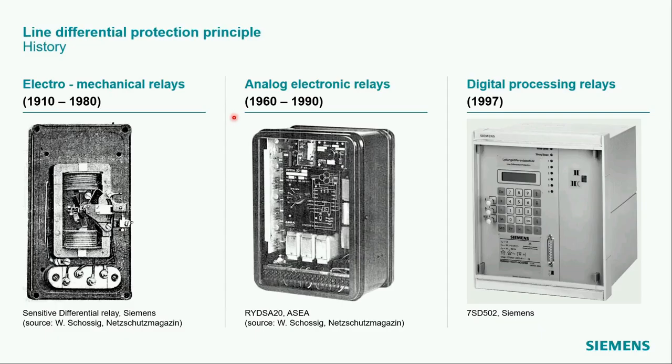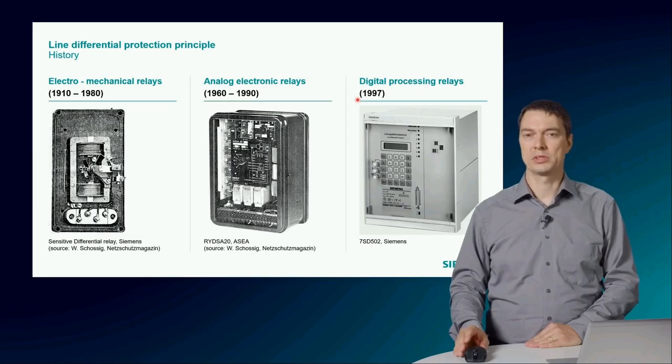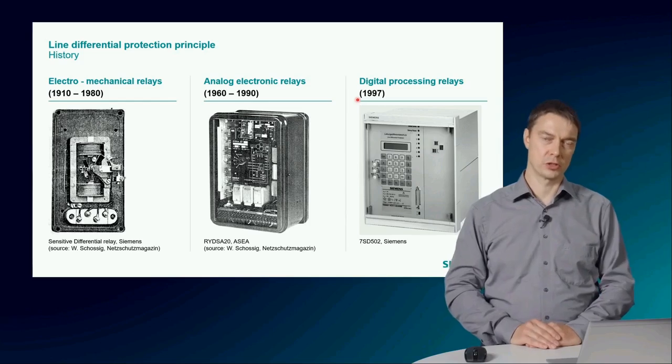Around 1960, analog electronic circuits replaced the balanced beam systems and a higher sensitivity was obtained. Unfortunately, in these devices, the long-term stability of the used components was not very good. So from 1997, digital protection relays were introduced and replaced the existing mechanical and the analog electronic relays. They used the existing pilot wires, but later introduced also other types of digital communication.